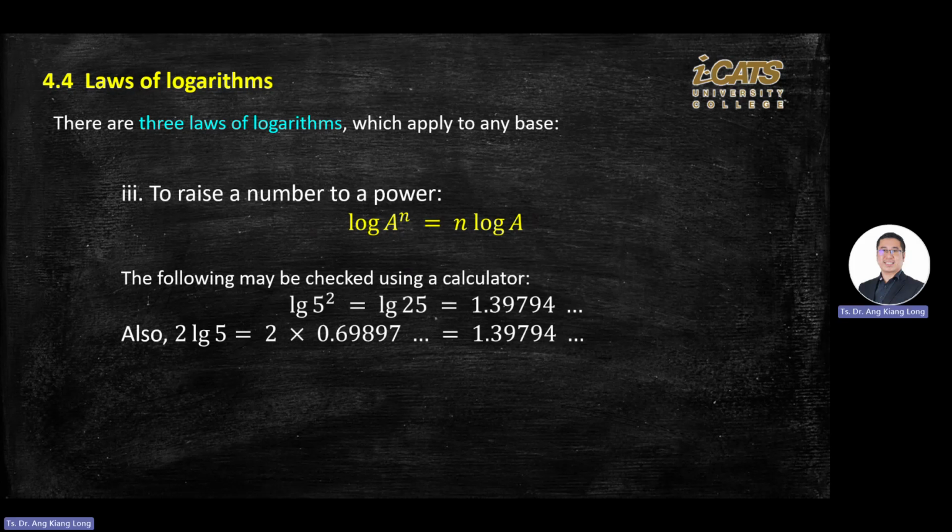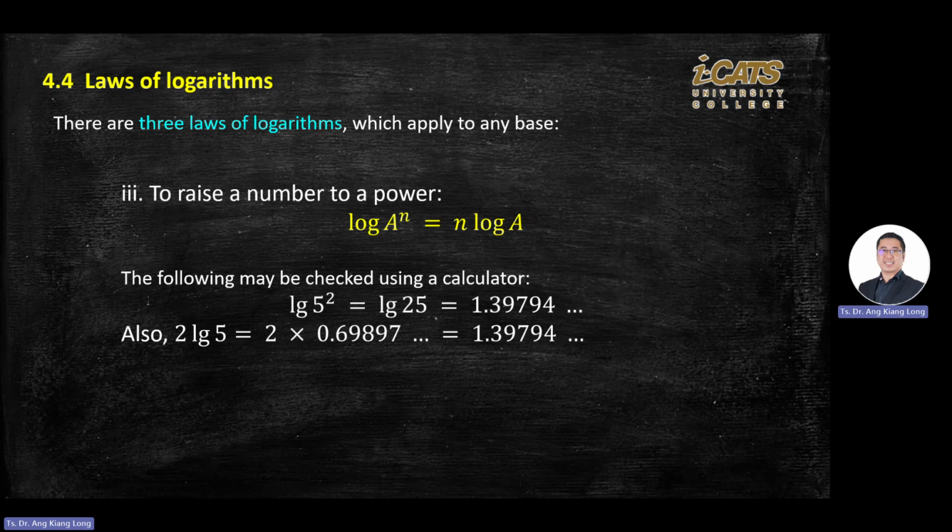So if you have log 5 power 2, 5 power 2 is 25. Log 25, you press calculator, is 1.4. You can use the third law of logarithm, where you pull the 2 to the front. You also arrive at the same number. You take 2 multiply by log 5, which is 0.6. You multiply, you still arrive at the same value, 1.39. So this is just a show of proof.